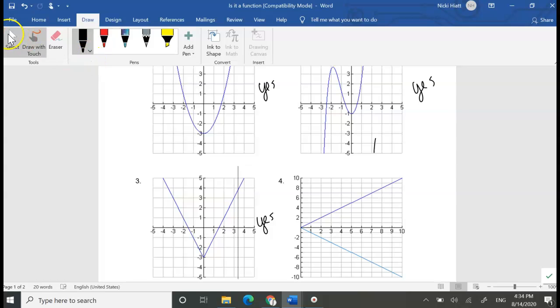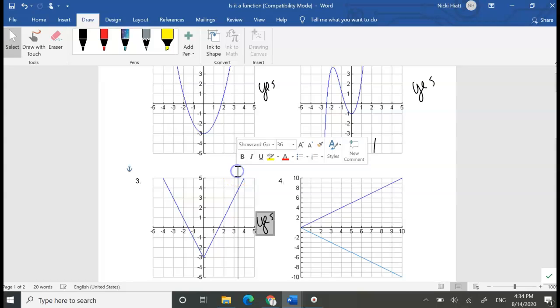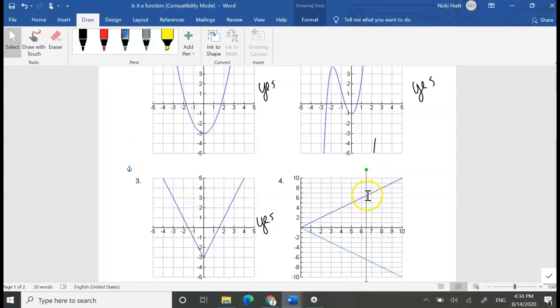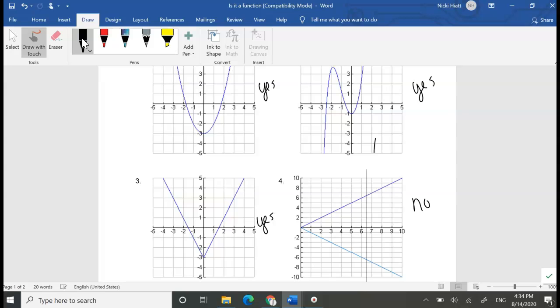But you're probably already seeing that we've got a problem with number 4, because as I take my vertical line that I've got right here, you can see there's lots of places on this relation where the graph is going to hit that vertical line twice. So this one is definitely no, it is not a function.